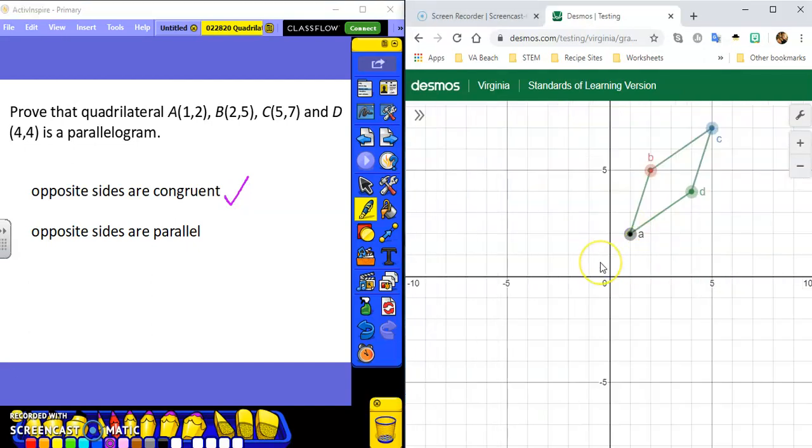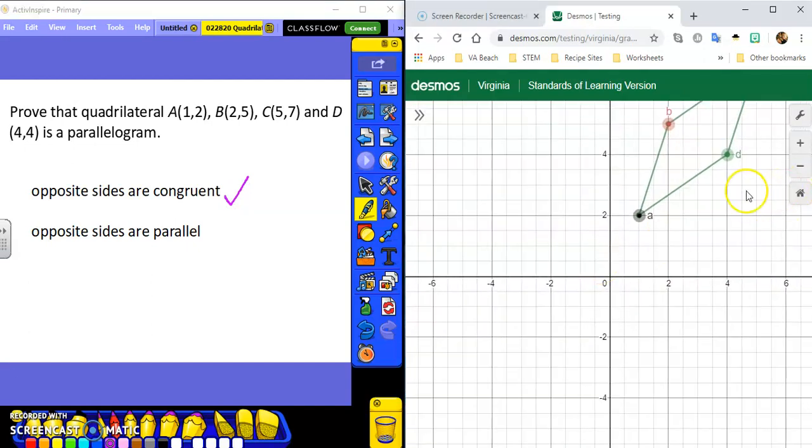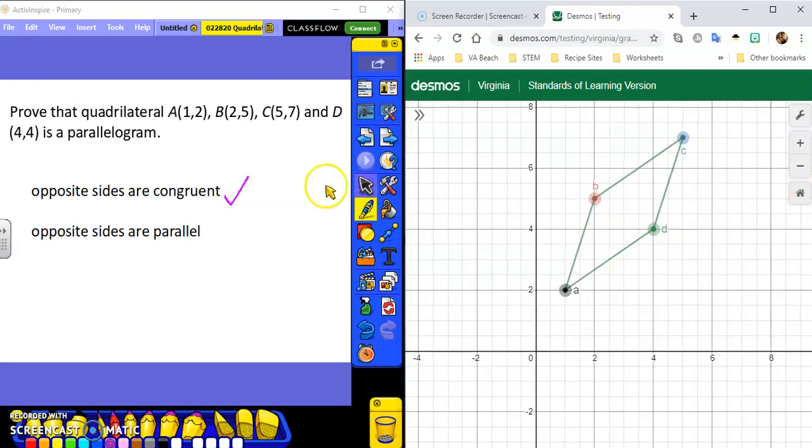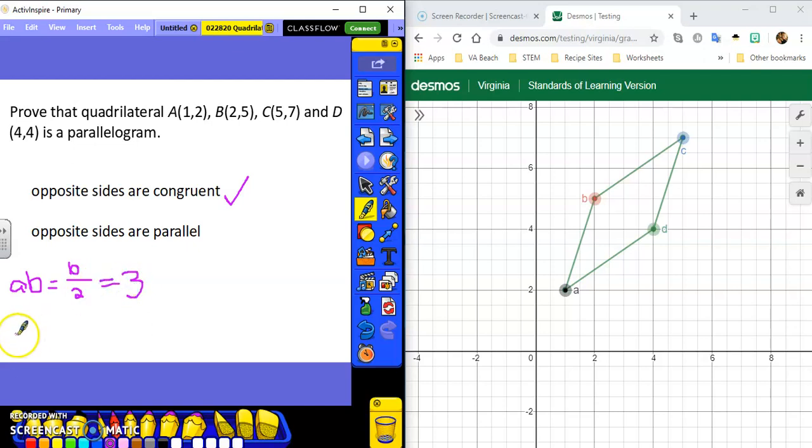Now to prove they're parallel, and I'm going to zoom in just a little, we need to prove that they have the same slope. So if I do the slope from A to B, I'm just going to do rise over run. So I go up 1, 2, 3, 4, 5, 6, and I go over 2. So my slope of AB is 6 over 2, which is the same thing as 3.